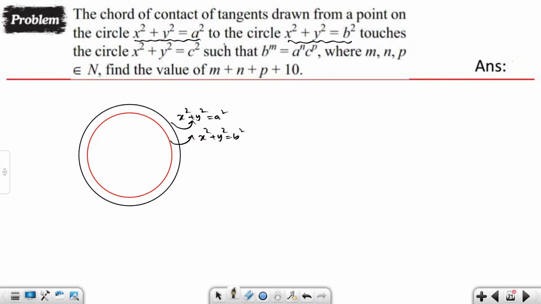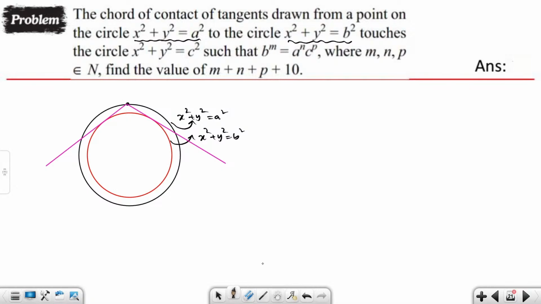The chord of contact of tangents drawn from a point on this circle. So you choose any point on this circle, and from there you simply draw two tangents. Let me change the color. Okay, let me take this color. So from this point, I have drawn two tangents on the circle x square plus y square equals b square. Is it clear?